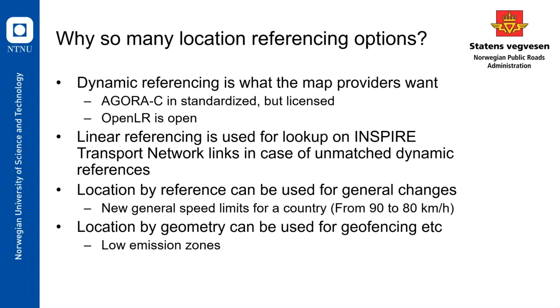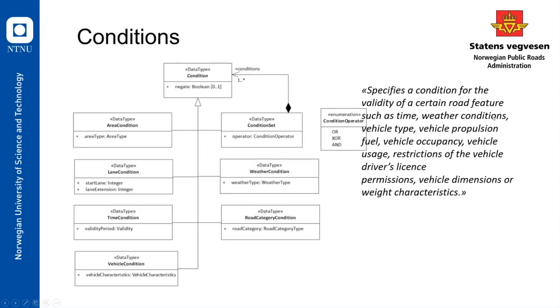Yeah, so I also talked about conditions that a road feature can be valid under or not under. The condition data type consists of several subtypes that can define that this condition is valid in some specific area, on specific lanes, under specific weather conditions, for specific road categories, for specific times, and for specific vehicles.